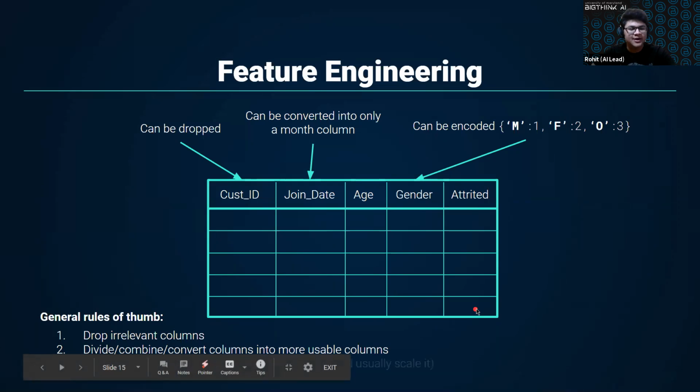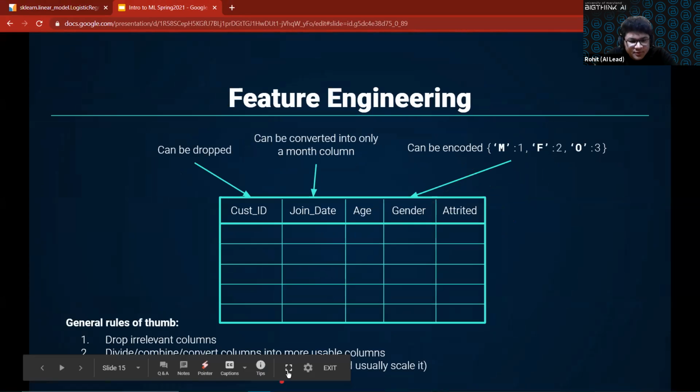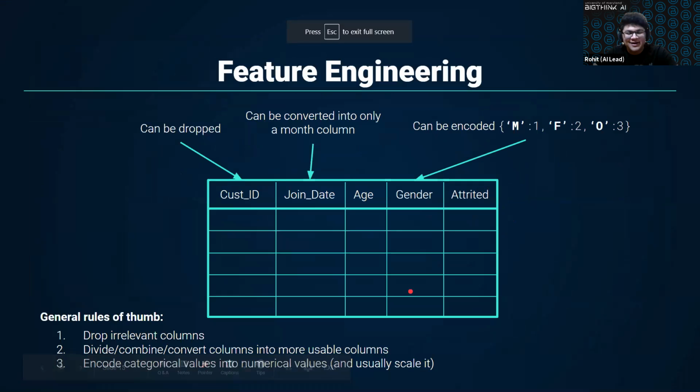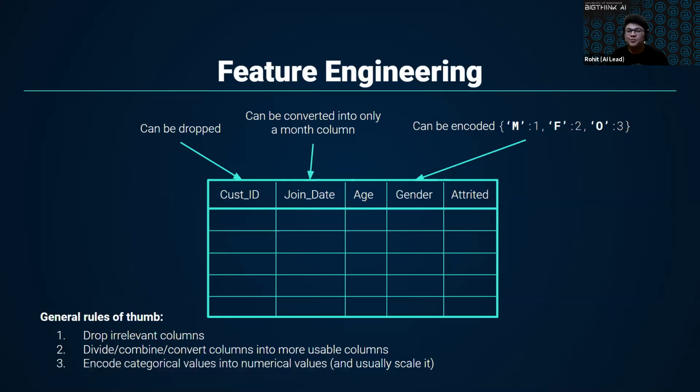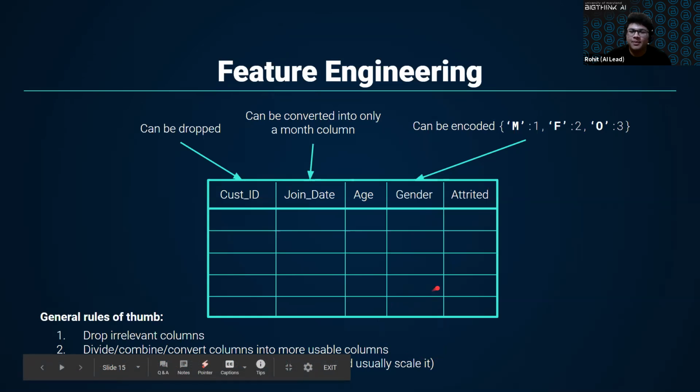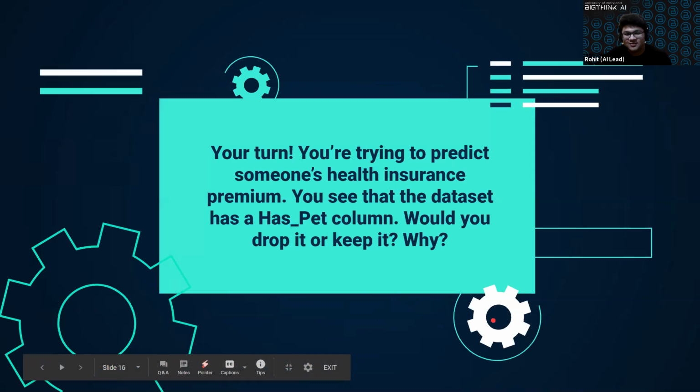And the third thing, oh no, this thing is covering it. All right. Yep. Encode your categorical values into numerical ones. And then usually we do something called scaling, which just helps when you're trying to get the model to perform better. But we will not go too deep into that as of now. But yep, those are the three big things.